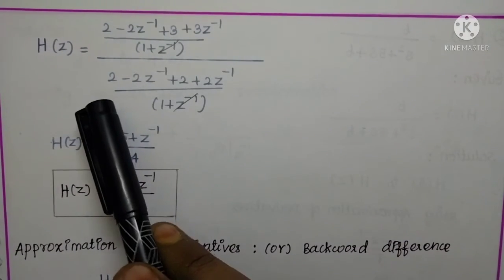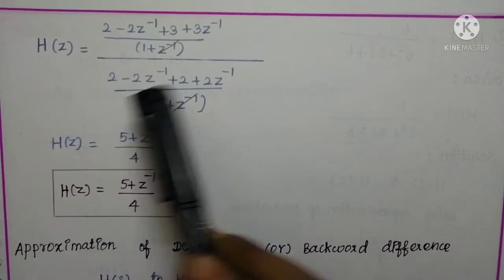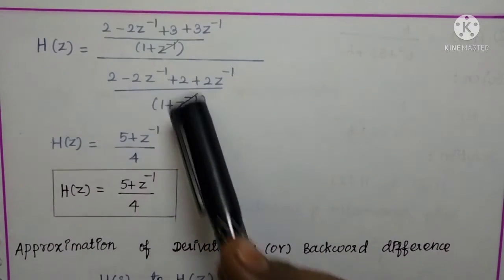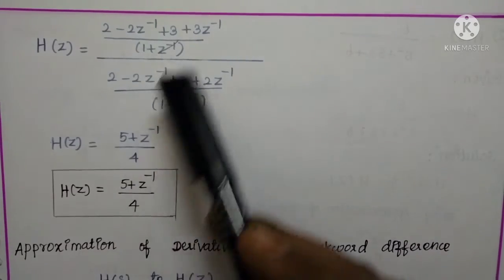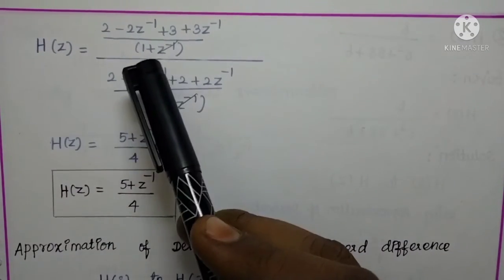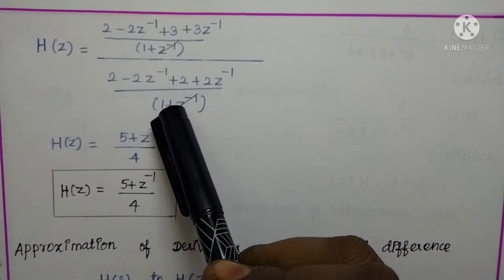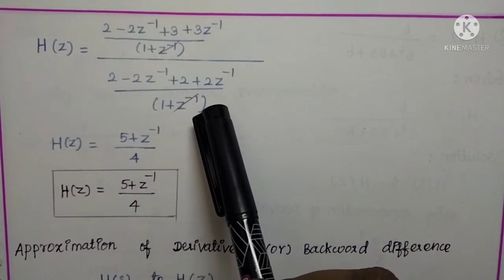So similarly, in the denominator also we have s plus 2. So in the place of s we have replaced that. So take LCM. So both the denominator terms of the numerator and denominator will get cancelled. That is 1 plus z inverse, 1 plus z inverse.